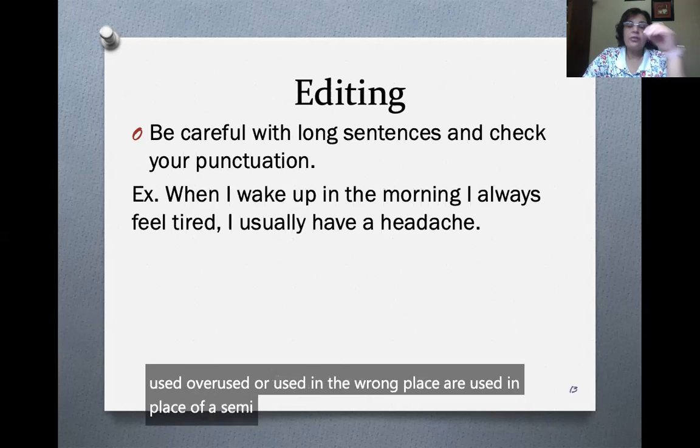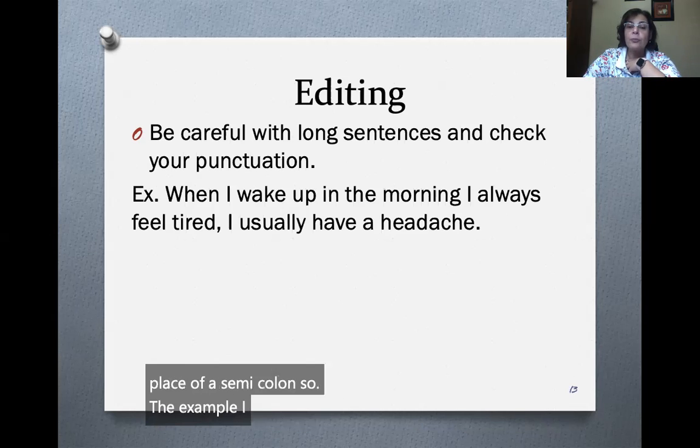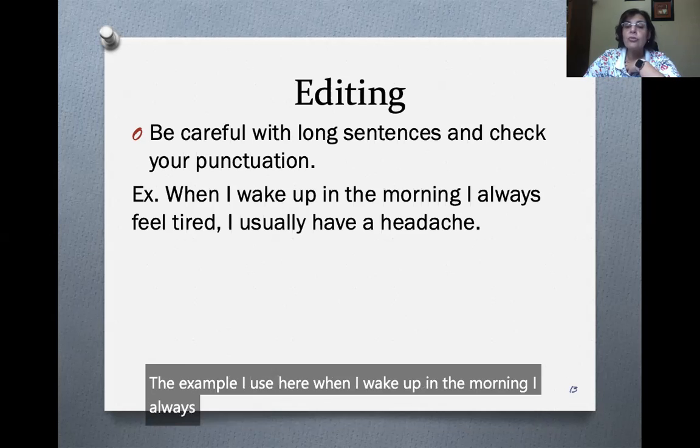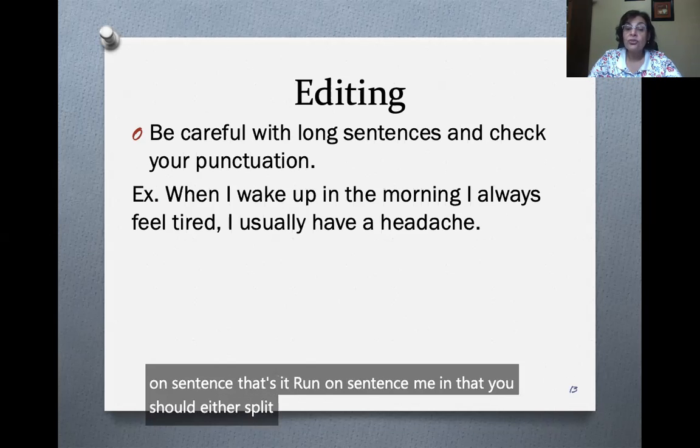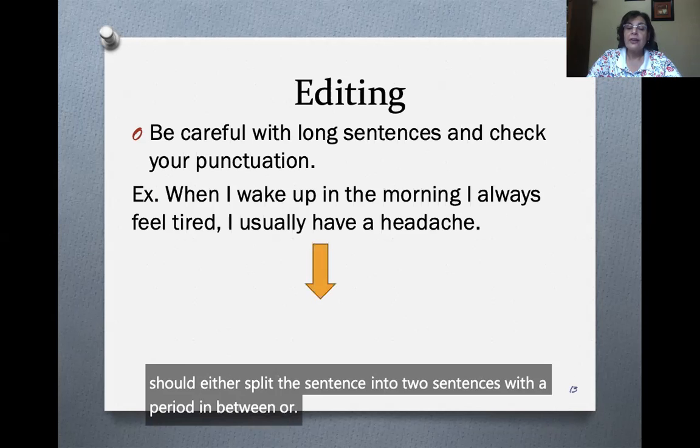So the example I use here: "When I wake up in the morning, I always feel tired. I usually have a headache." This is a run-on sentence. That's it. Run-on sentence means that you should either split the sentence into two sentences with a period in between, or change the place of your commas.